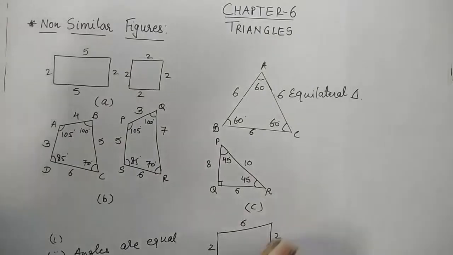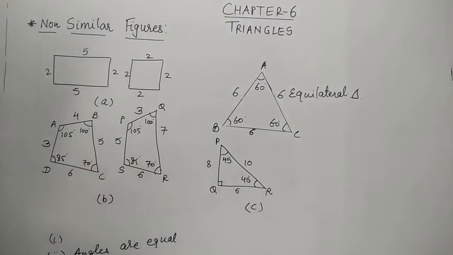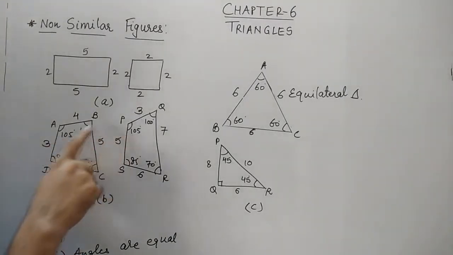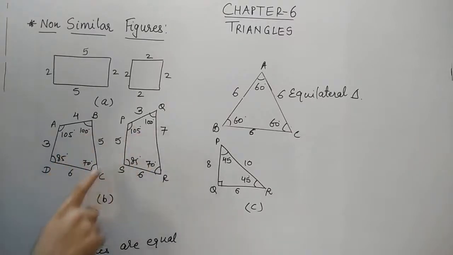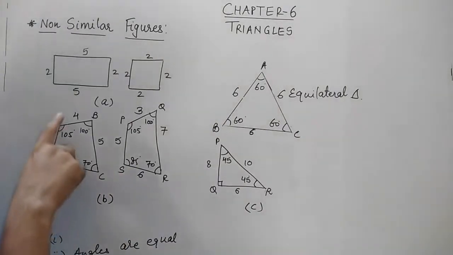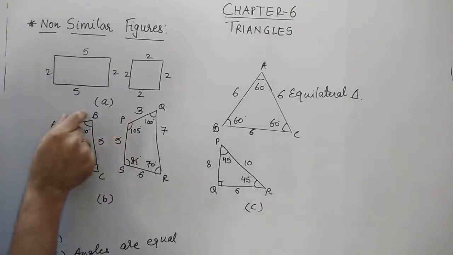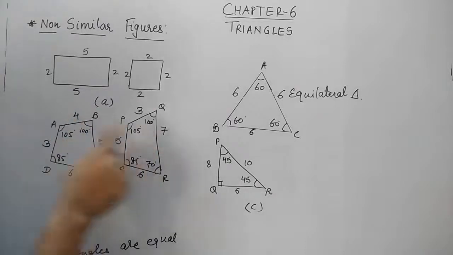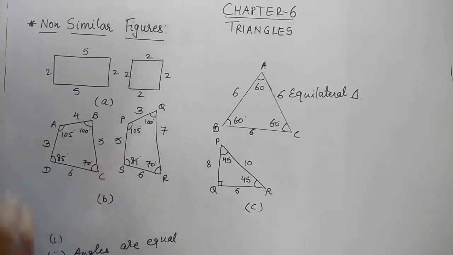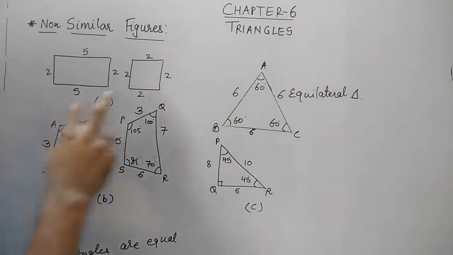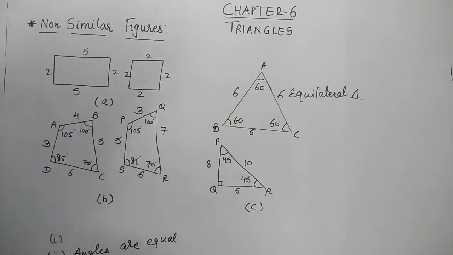Okay. Let's come to one more figure. Here again we have two different quadrilaterals. Now look into the quadrilaterals. Angle A is the same as angle P, B is the same as Q, that is 100. C is the same as R and D is the same as S. The angles are equal, but now look at the sides. 4/3. It's not compulsory that you must take AB with PQ only. You can go for any of these. You can take the ratio with any side. You can take the ratio of AB with PQ.